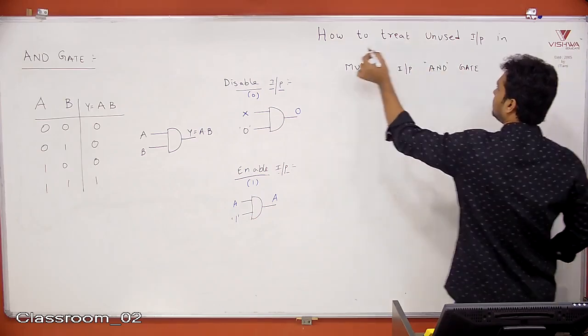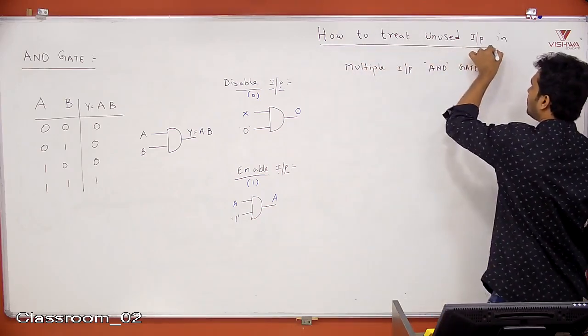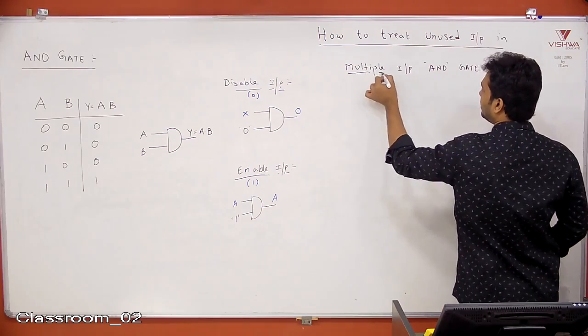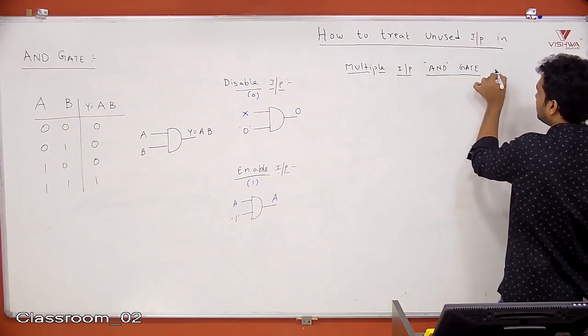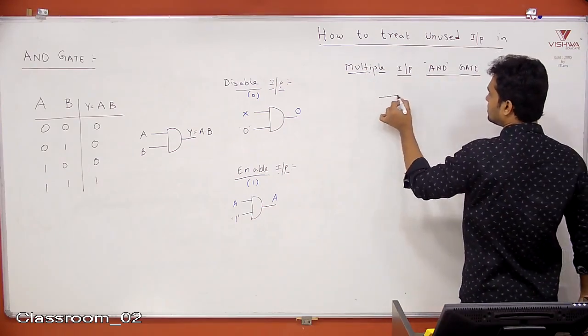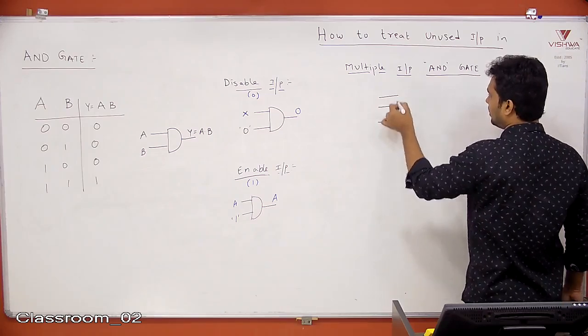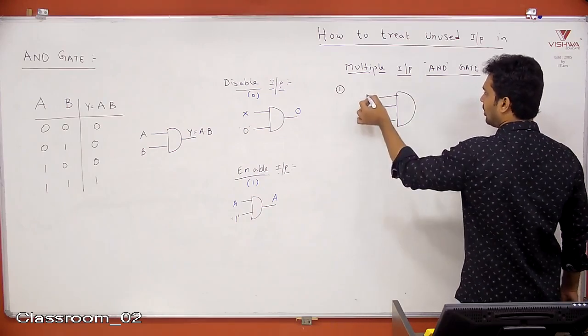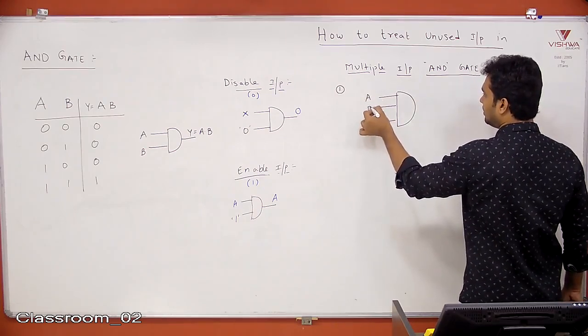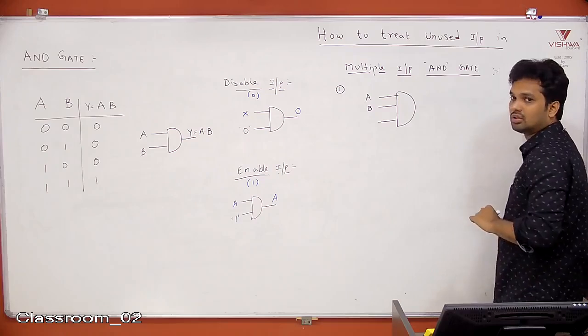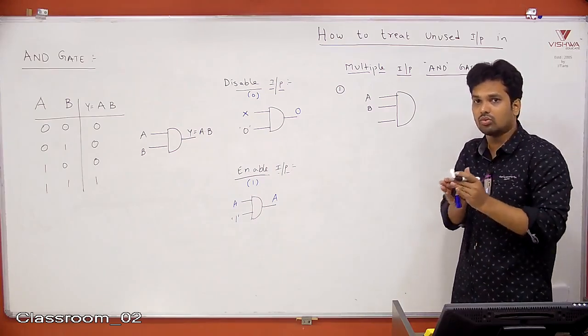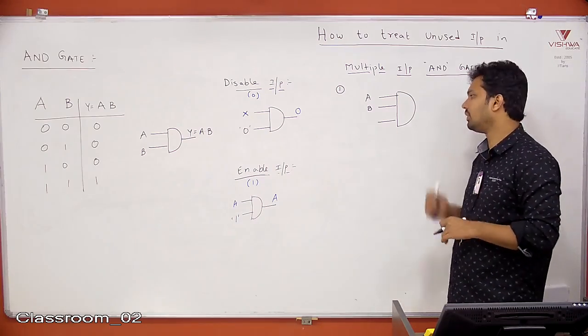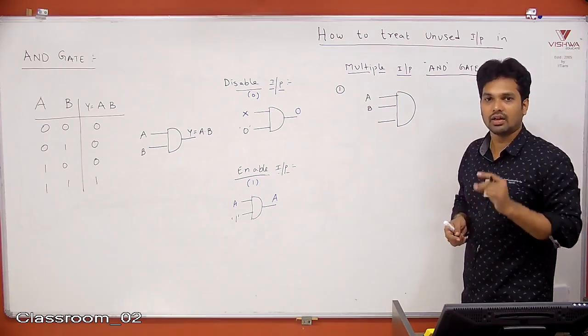Multiple input AND gate. How to treat unused input in the multiple input AND gate? That is, see here, you have a 3 input AND gate. You have used A and B, but you have not used the other input. Then what to do for the other input? Can I leave it open, or should I connect to 0, or should I connect to 1?